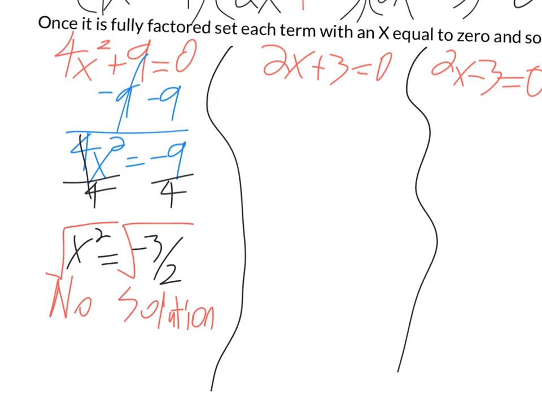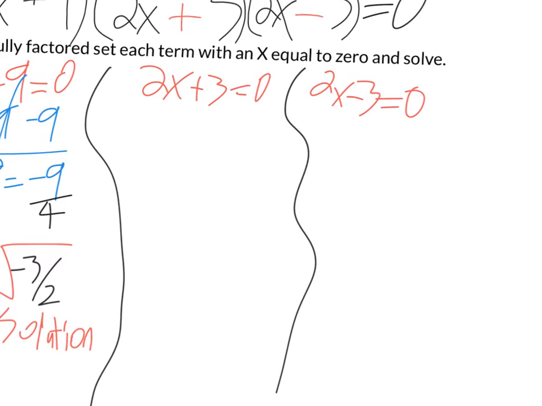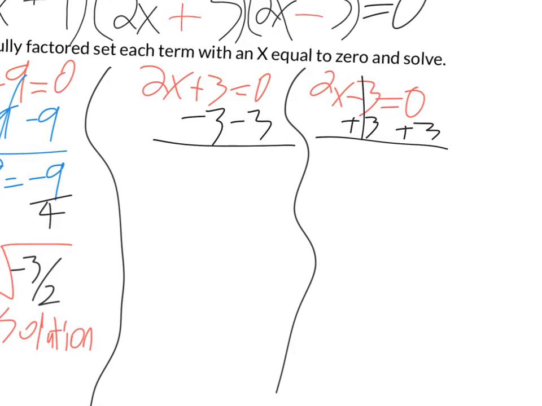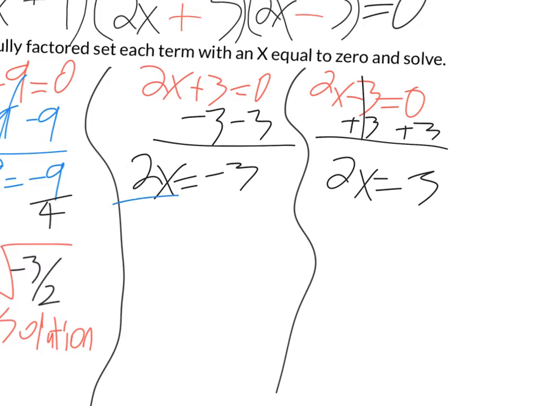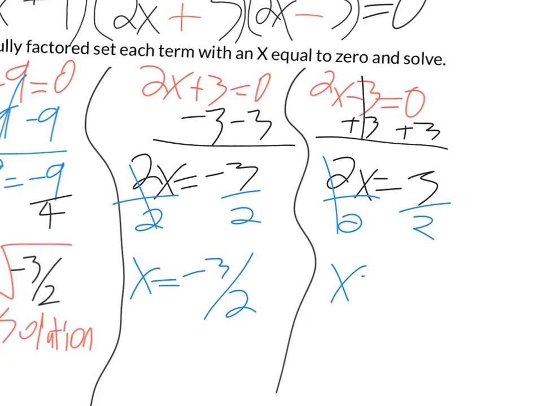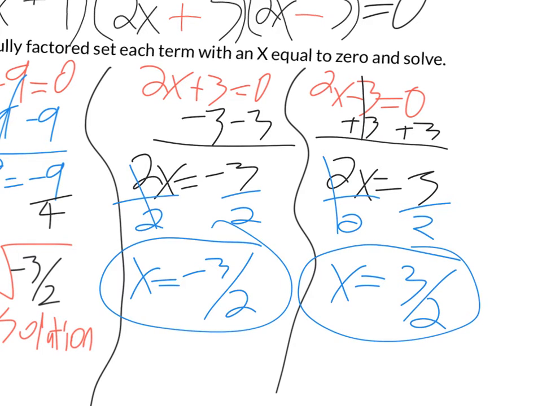Now, there are real solutions here. The 2x plus 3 and the 2x minus 3 will have your real solutions. Just minus 3 to the other side on this one, add 3 to the other side on that one, and then we'll end up dividing by 2. 2x equals negative 3, and 2x equals positive 3. So divide by 2, and we get x equals negative 3 over 2, and x equals positive 3 over 2. And that is our final answer, okay?